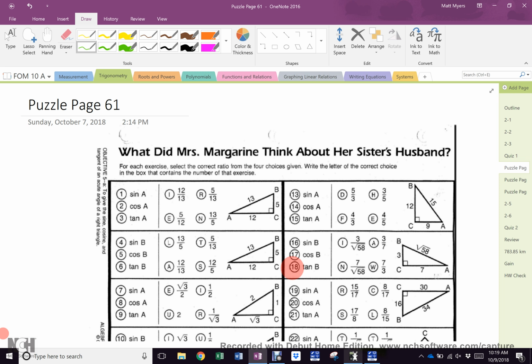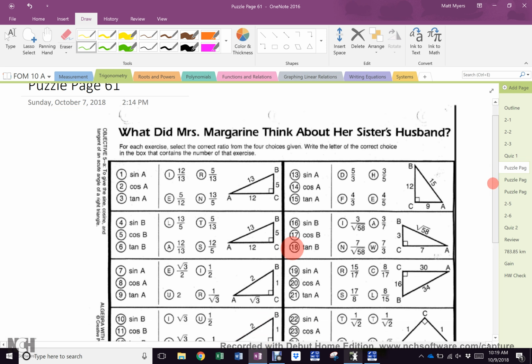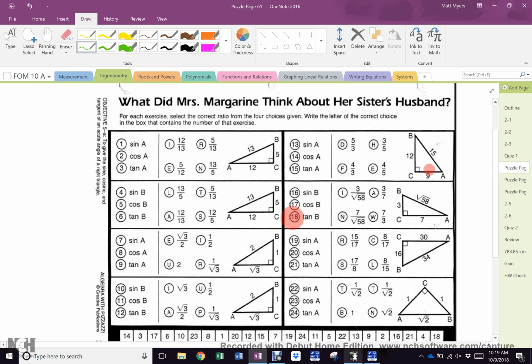Now please notice, what do you see in all of these triangles? Are they to scale? No, they're not, because the triangle is only there to help you. Number one, sine A. There's A. Sine is opposite over hypotenuse. What's opposite of A? 5. What's hypotenuse? 13. There it is. So every number 1 gets an R. And you do that with all of them.